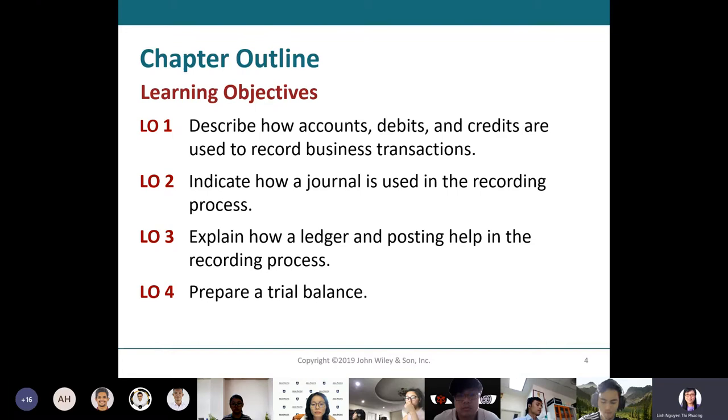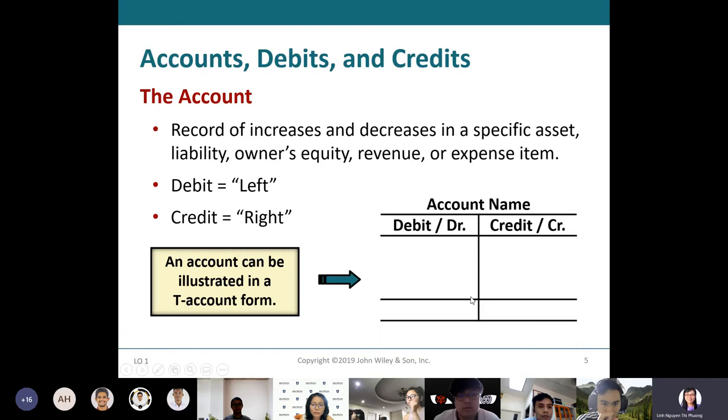Now, an account normally is in this form. We call it a T account. The account will help to record the increases or the decreases in a specific asset, liability, owner's equity, revenue, or expense item. And just now we talked about debit. What is debit? It means the left. Credit means the right.